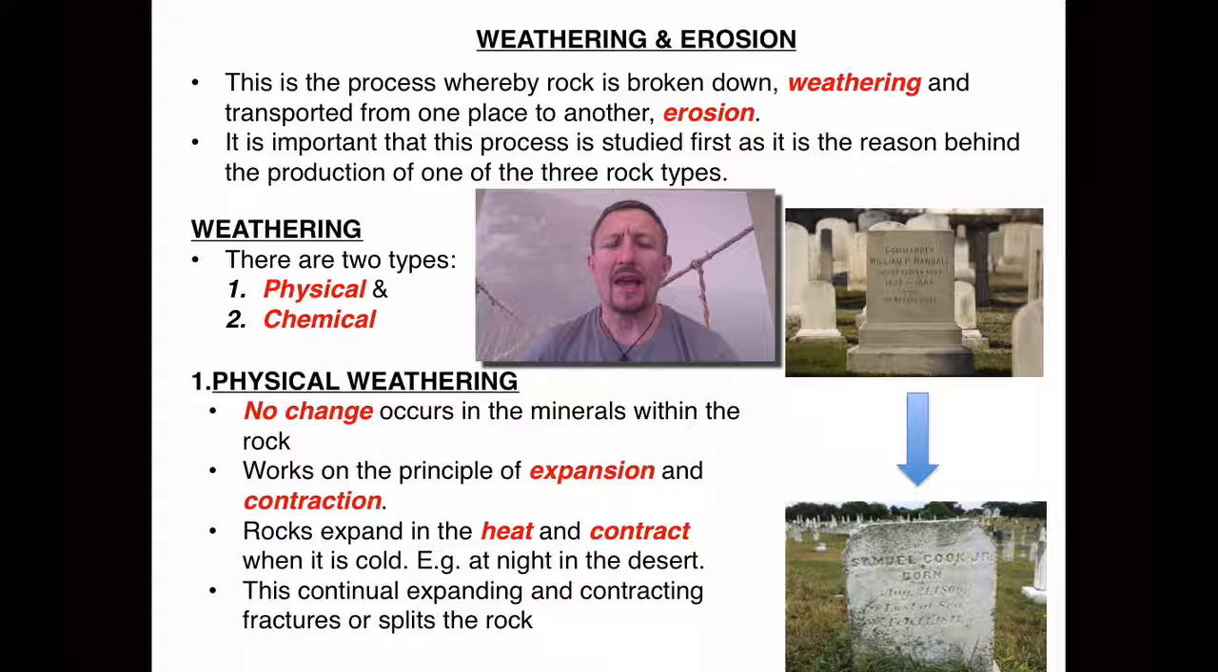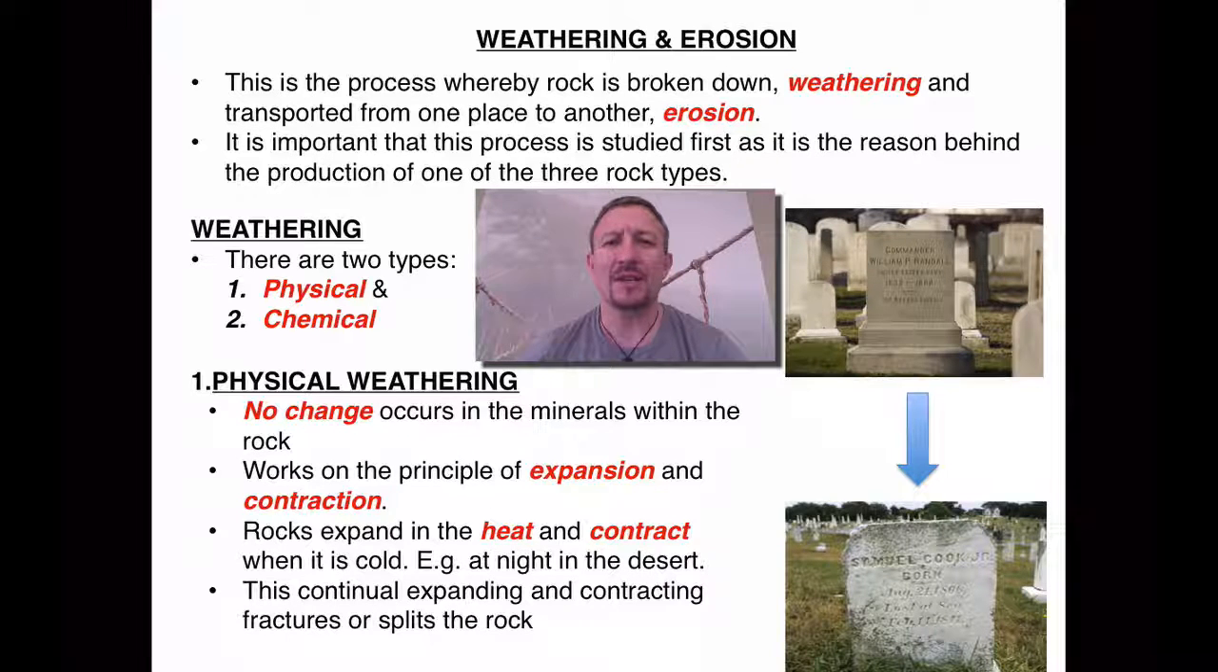In physical weathering, there is no change to the actual minerals. The minerals just remain within the rock, and as a result of the environment, they are broken down. You can see, if you look at these tombstones, that they have undergone the process of weathering. The top one is nice and clean, and the bottom one has been broken down with time.